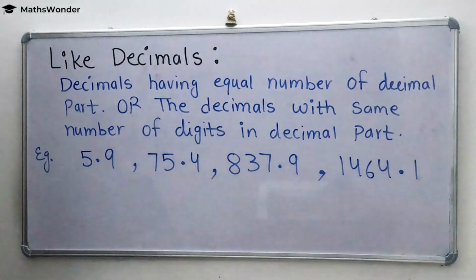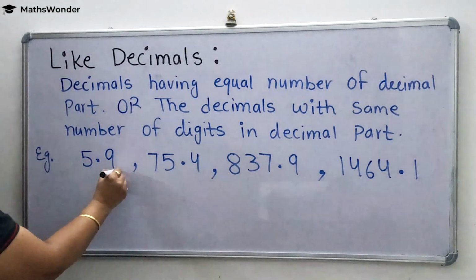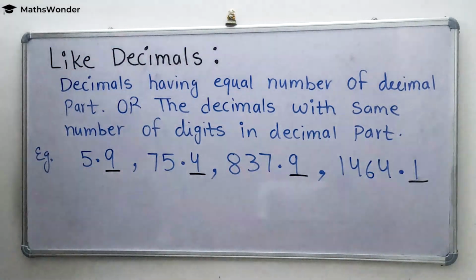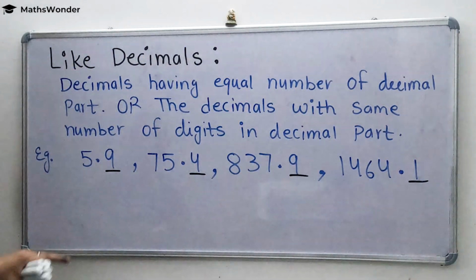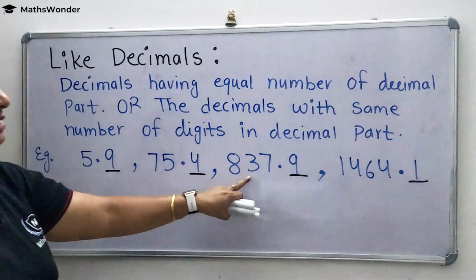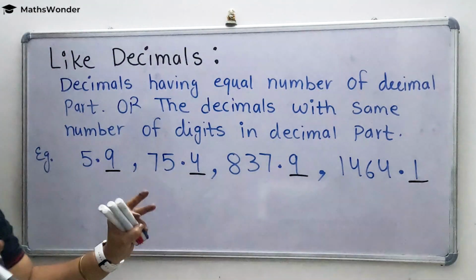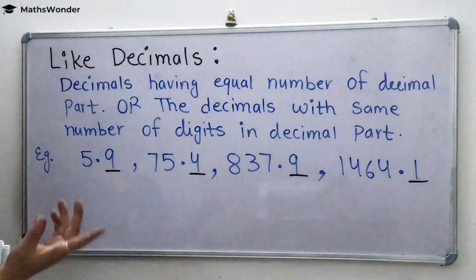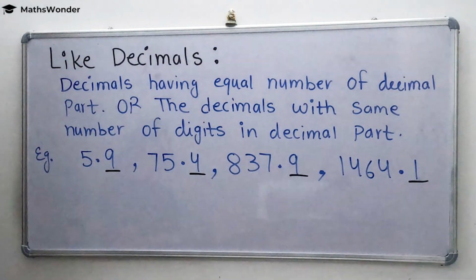So the concept is, if the number of digits after the decimal is the same, then they are called like decimals. It doesn't matter if the whole part is 1 digit, here 2 digits, here 3 digits, here 4 digits. You only have to check your decimal part, the numbers after the decimal, right?